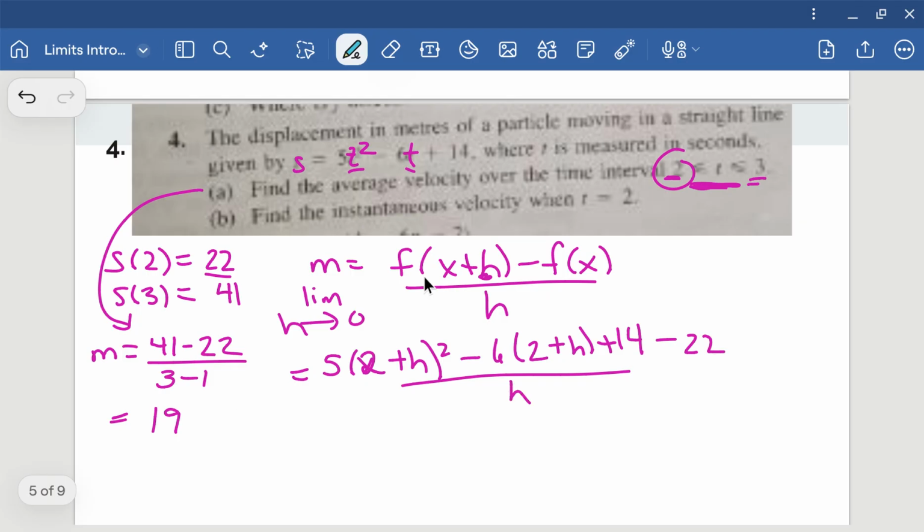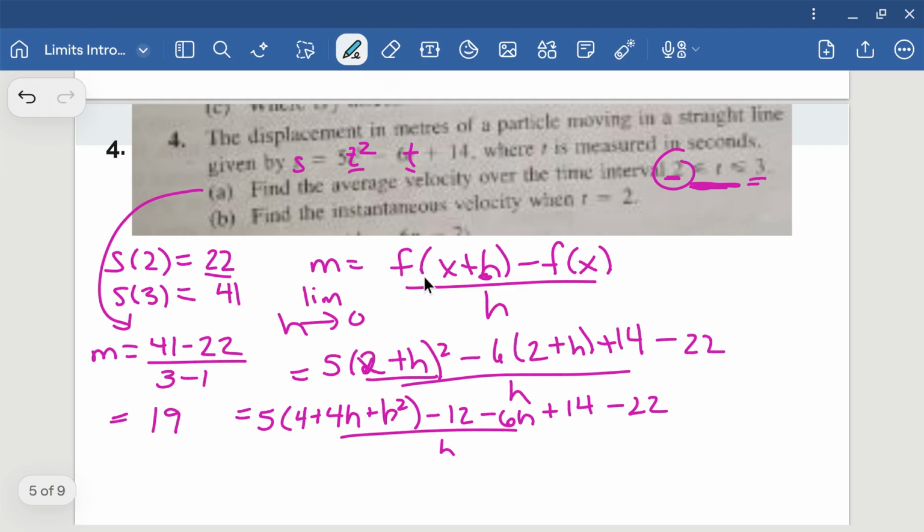So if we expand everything out, we'll have this first one, 5 times, this ends up being 4 plus 4h plus h squared, distributing that through, minus 12, minus 6h, plus 14 minus 22, all over h. So we're going to distribute that 5 also through the brackets, and we end up with 20 plus 20h plus 5h squared minus 12 minus 6h plus 14 minus 22 all over h.